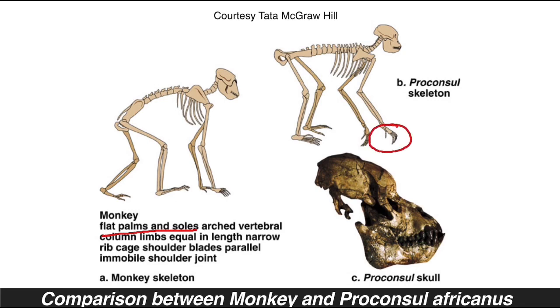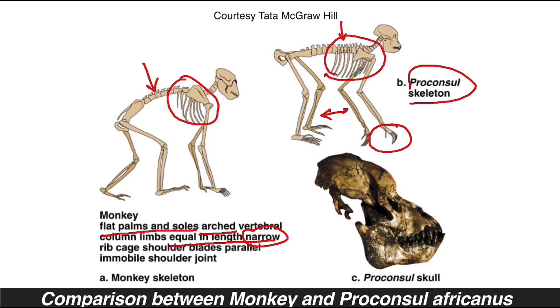The vertebral column is arched in case of monkeys. You can see this arched vertebral column, whereas proconsul shows a straight vertebral column, different than that of monkeys. Further, the limbs are of equal length in case of monkeys, whereas in case of proconsul both the limbs are not of the same length, they are variable. Further, a narrow rib cage is present in monkeys, whereas in proconsul the rib cage is not narrow as such.